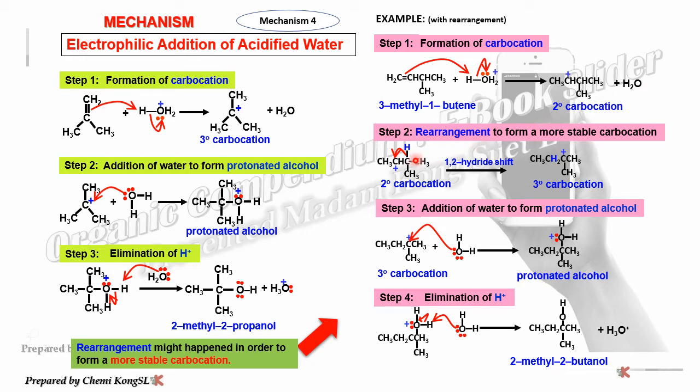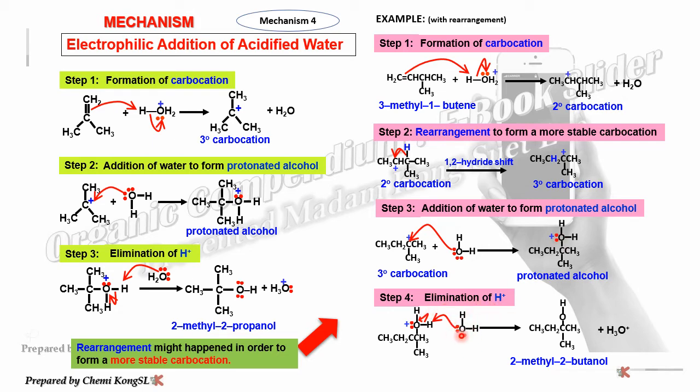So now, second step, rearrange to form a more stable carbocation because this hydrogen can move to the next carbon, so form CH2. And now this is a new carbocation, which is a tertiary carbocation after the 1,2 hydride shift happened. Step 3, addition of water to form protonated alcohol. So this water is added to the carbocation and forms a protonated alcohol with the positive charge on the oxygen atom. So the last step is still the same, eliminate the H+ ion.